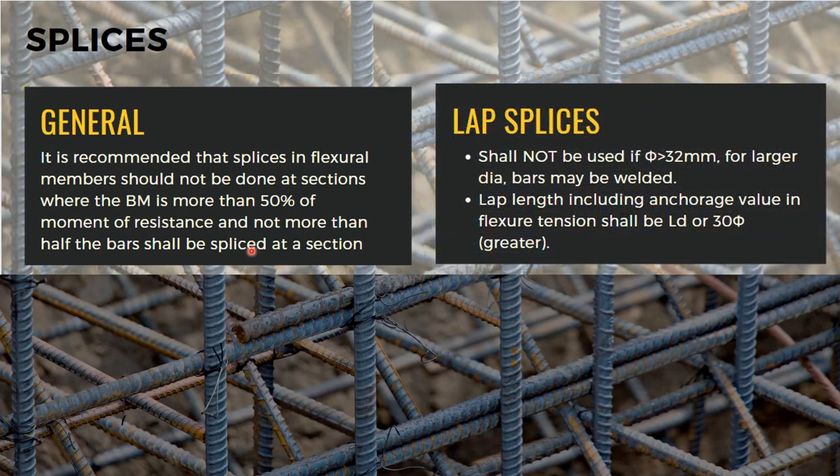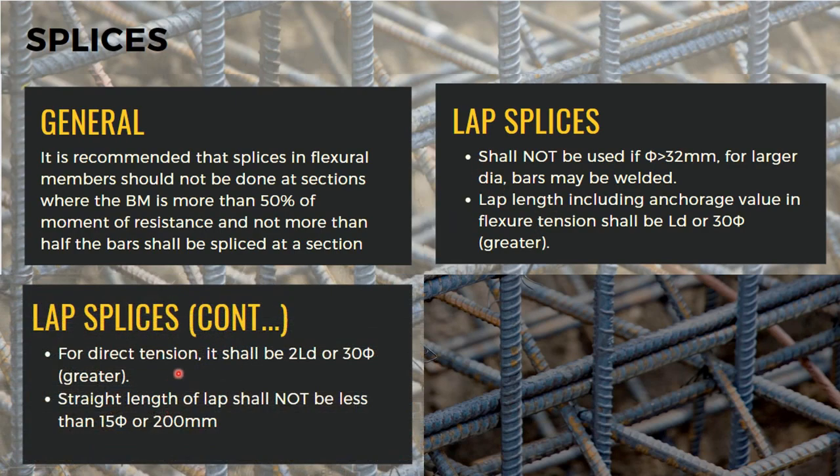Now lap splices. Lap splices shall not be used if the diameter of bar is greater than 32 mm. For larger diameter, bars can be welded. Instead of tying the bars like this, we can weld the bars mechanically in case of bars of larger diameter. Lap length including anchorage value in flexural tension shall be the development length or 30 times the diameter, whichever is greater. It is the lap length which specifies the lap splices.